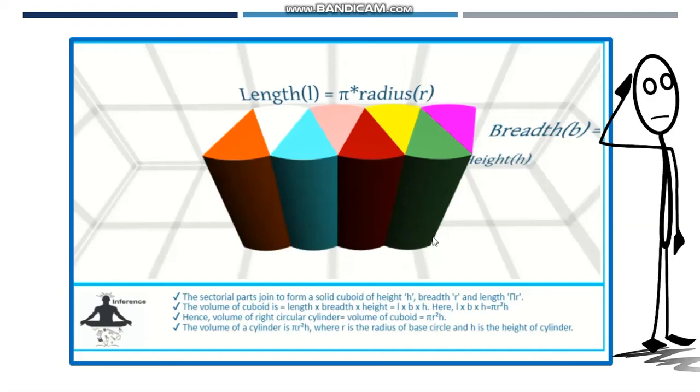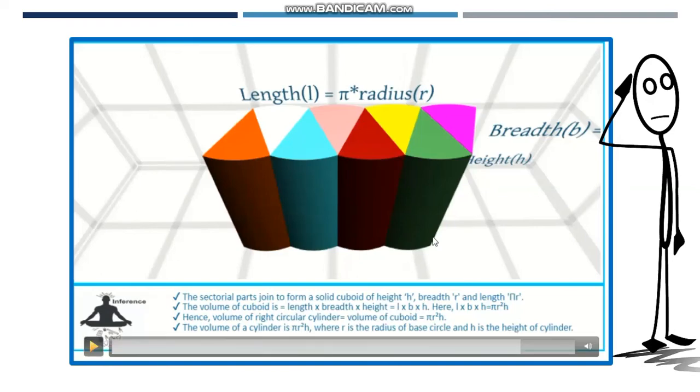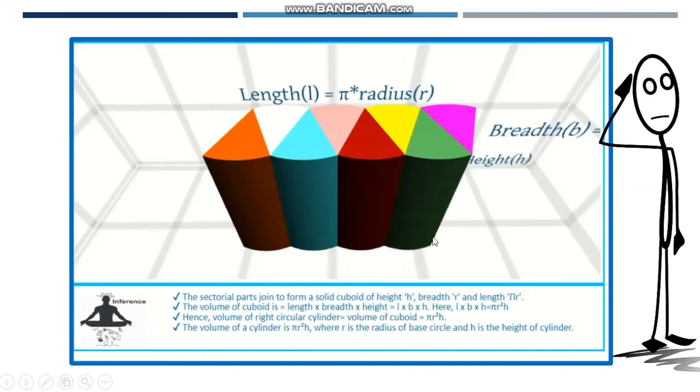And actually, when we think of the shape of a right circular cylinder, it is the same thing. Firstly, we find the area of the circle, which is π times r squared, and we multiply it by the height.